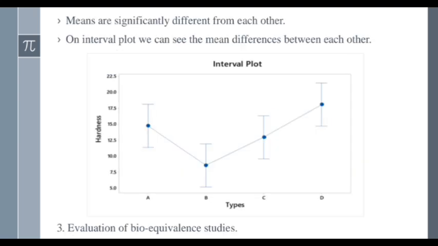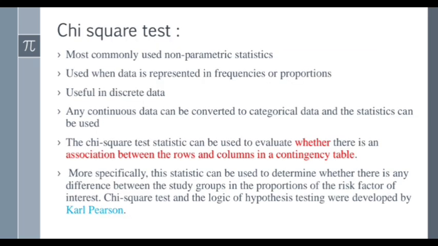Means are significantly different from each other. Internal plot behaves means different between each other. Evaluation of bioequivalent studies. The second one is the chi-square test.